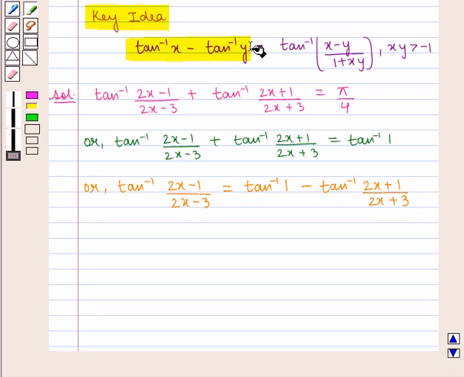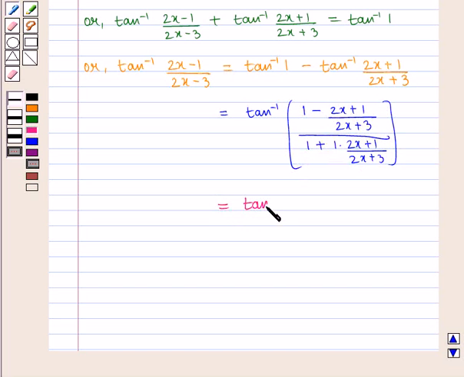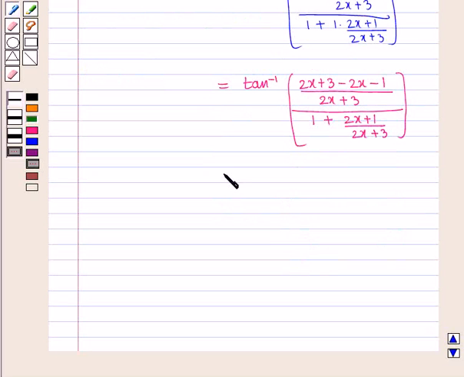Tan inverse of x minus tan inverse of y is given by tan inverse of (x minus y)/(1 plus xy), provided xy is greater than minus 1. Therefore, we get tan inverse of (1 minus (2x plus 1)/(2x plus 3)) upon (1 plus 1 into (2x plus 1)/(2x plus 3)), which is equal to tan inverse of ((2x plus 3 minus 2x minus 1)/(2x plus 3)) upon (1 plus (2x plus 1)/(2x plus 3)), which is equal to tan inverse of (2/(2x plus 3)) upon ((2x plus 3 plus 2x plus 1)/(2x plus 3)).